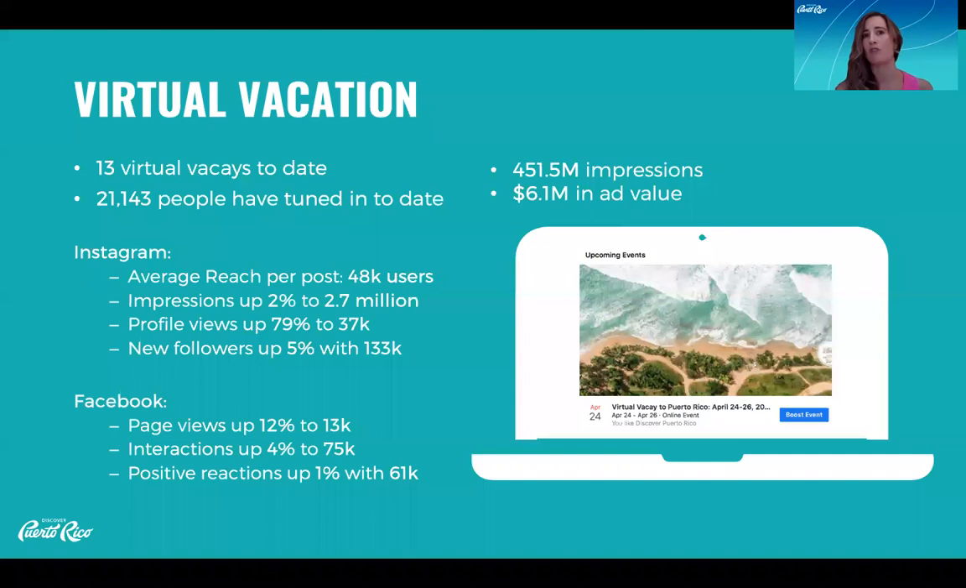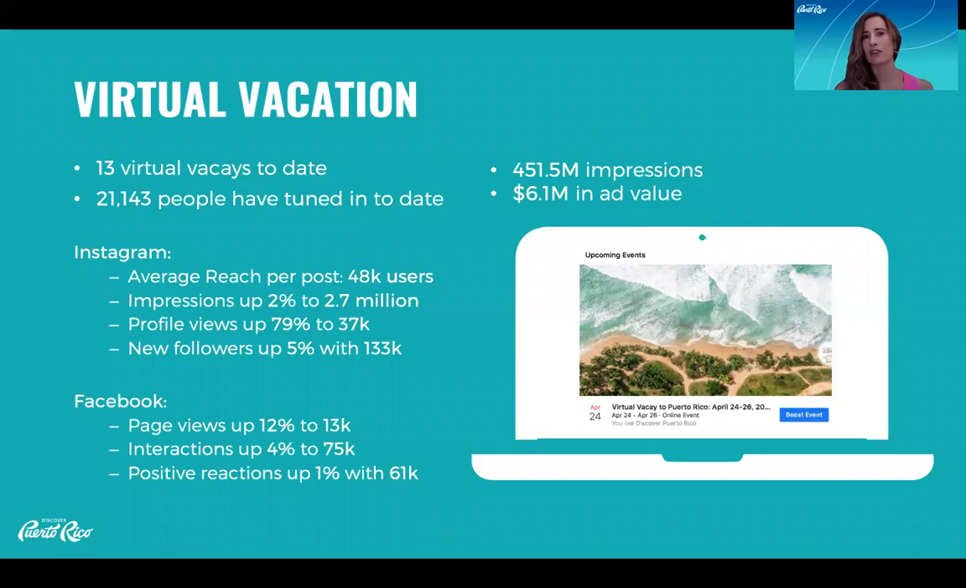Since we began, we have launched a series of 13 activations, from salsa lessons and cocktail demonstrations to yoga classes and boozy brunches. We have connected with thousands of potential visitors, bringing Puerto Rico directly into their homes, garnering 451.5 million impressions and more than $6 million in earned ad value.